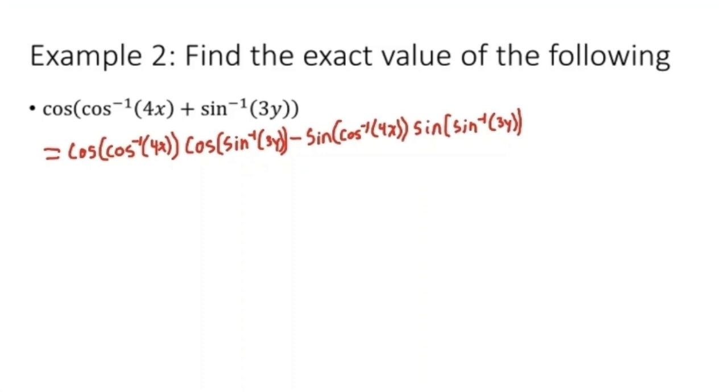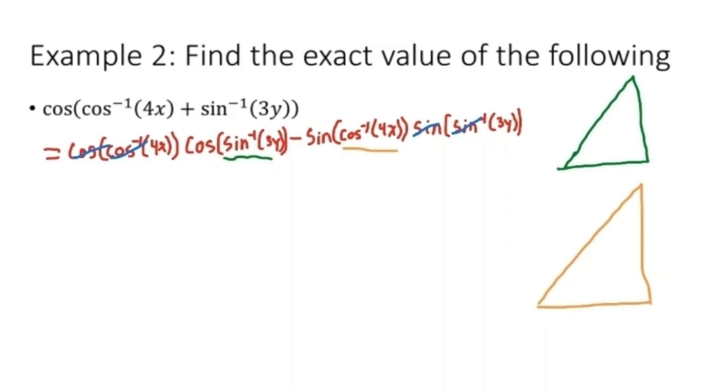Since we're assuming x and y are in the intervals that are going to cause our inverse trig functions to be defined, we will apply the cancellation properties. The sine and sine inverse will cancel. The cosine and cosine inverse will cancel. As for the other two, we should draw two separate triangles to evaluate each one. In green, we'll draw a triangle for sine inverse of 3y. In orange, we'll draw the triangle for cosine inverse of 4x.